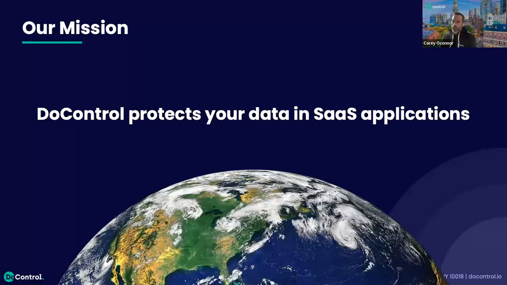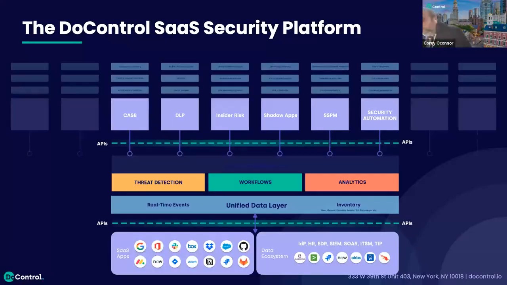Quick intro on Do Control. This is our mission statement. Do Control protects your data in SaaS applications. We are a SaaS security platform, or SSP, provider. We're a unified, automated, and risk-aware platform that is focused on securing business-critical SaaS applications, driving operational efficiencies, and enabling business productivity. Our core competency is protecting those business-critical apps and data through the use of automated remediation, or security workflows, which is what we call them here at Do Control.